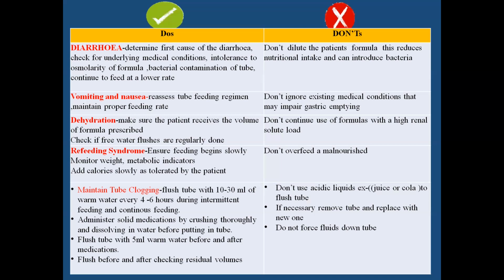Don't overfeed a malnourished patient. जो malnourished patient होते हैं, उन्हें हमें बहुत तेज स्पीड में फीड को नहीं चलाना चाहिए. रीफीडिंग सिंड्रोम के चांसेस हो सकते हैं. To maintain tube clogging prevention, flush tube with 10 to 30 ml of warm water every 4 to 6 hours during intermittent feeding or continuous feeding. Administer solid medications by crushing thoroughly and dissolving in water before putting in tube.